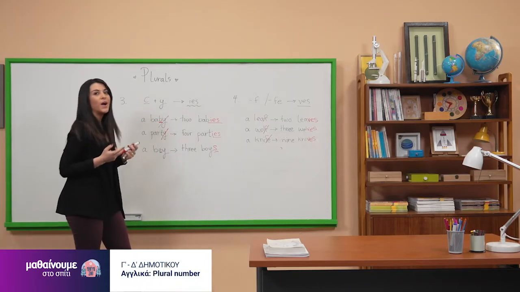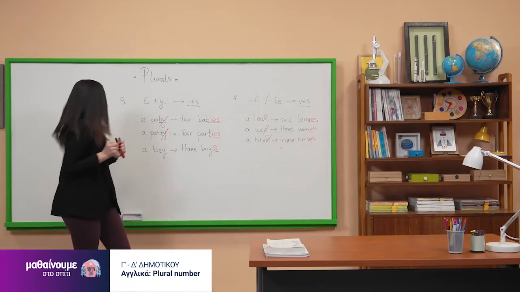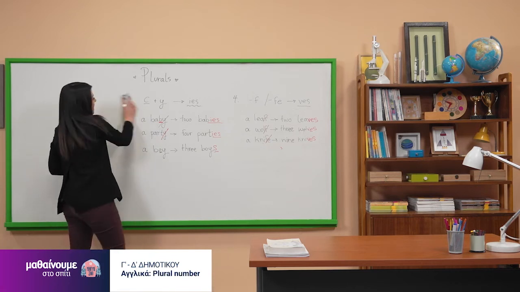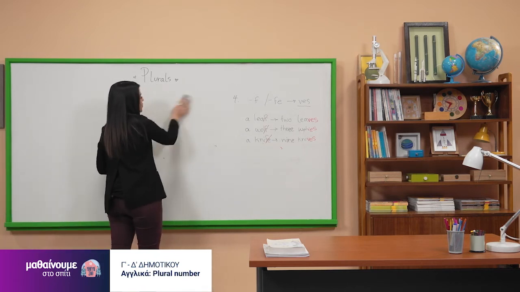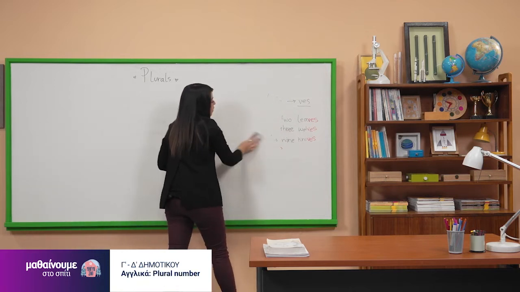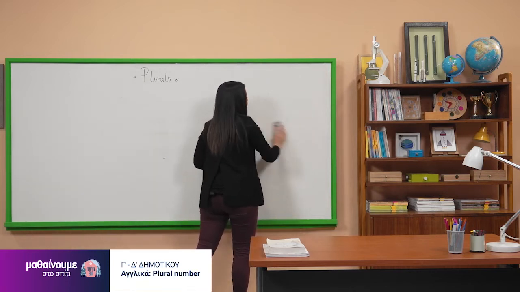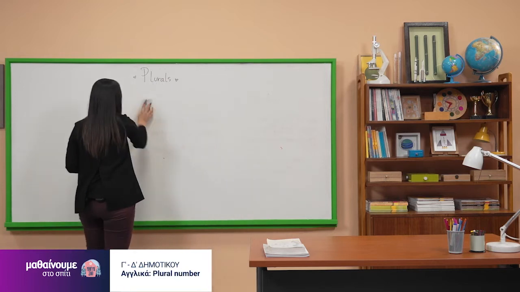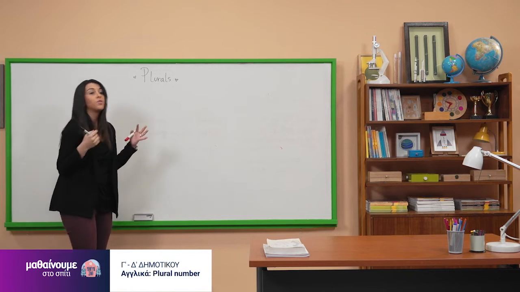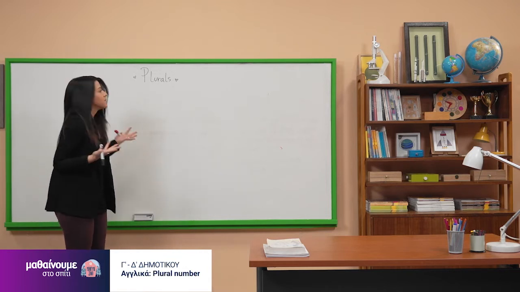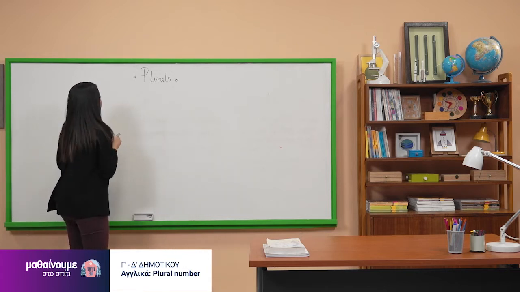Now, we also have some irregular. So what does this mean? Some of them change completely or they don't change at all. So κάποια αλλάζουν εντελώς ή μπορεί και να μην αλλάξουν καθόλου. Let's see which ones these are. This is the last rule, ο τελευταίος κανόνας, okay? Maybe you can write this down or you can just look at the board. So number 5.